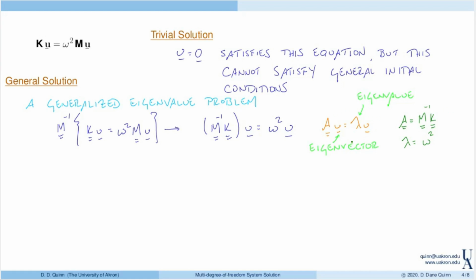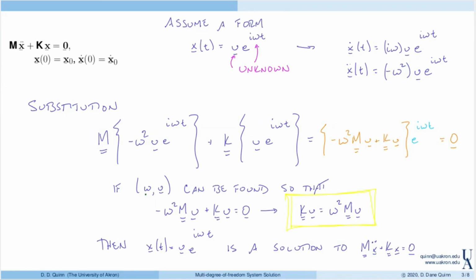So now, if I can solve this eigenvalue problem and find eigenvectors and eigenvalues, then I can find omega, and as part of that I get u. So let's go back a slide. Remember, if we can solve that eigenvalue problem, then we can find omega and u. As a result, we have a solution of the form x is equal to u e to the i omega t.